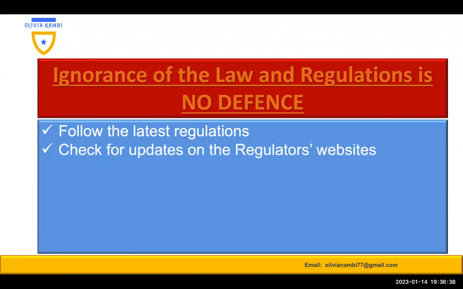Two, check for updates on the regulators' websites. All those regulations that I've mentioned have supplementary information, which is usually published after the manuals have been published and distributed. For the ICAO Technical Instructions and the IATA Dangerous Goods Regulations, we have what is called the addendum. And for the IMDG Code and ADR, we have what is called the corrigendum. So always look them up so that you keep updated.